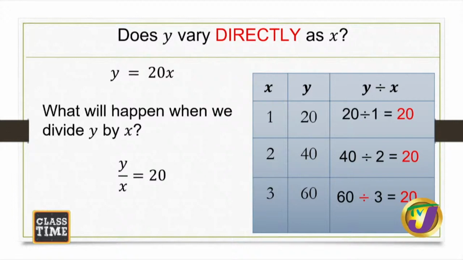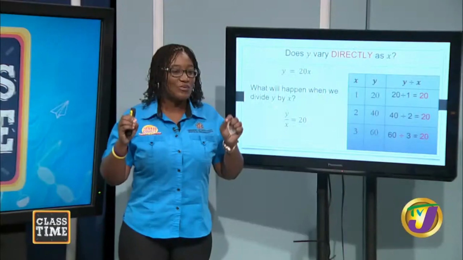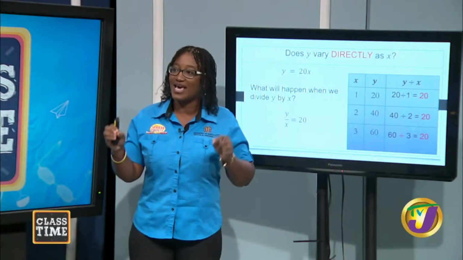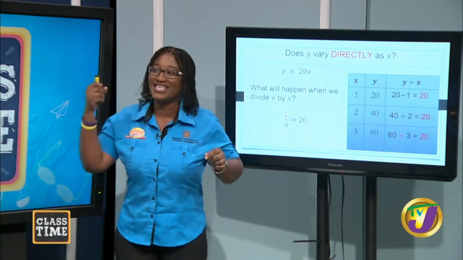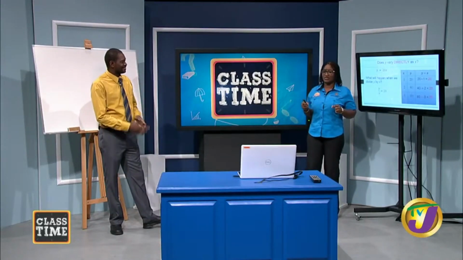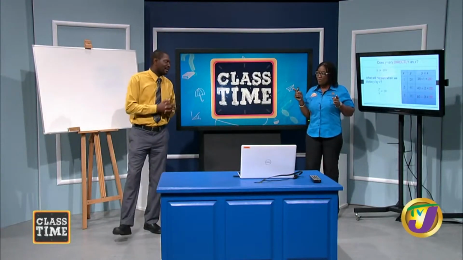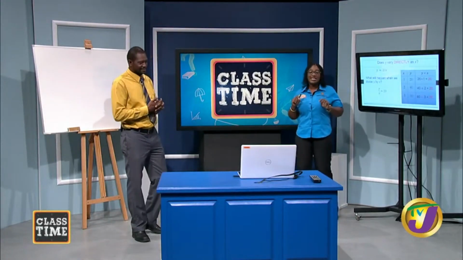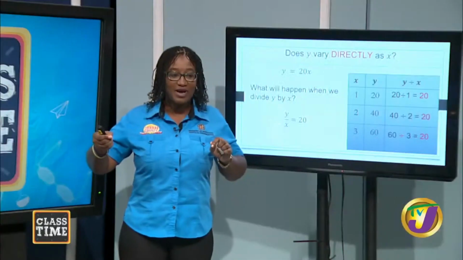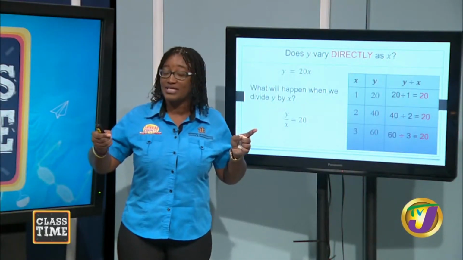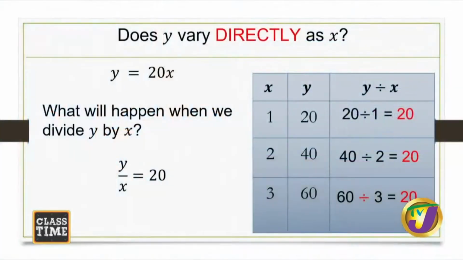So I want to stop right here and clear up a few things. The answer to the question, does y vary directly as x, is a resounding yes. And how do we know this? Because we're seeing that there's a constant there. We see that y is a constant multiple of x. Yes, that's one way of putting it. And we also see that when we divided y by x, we ended up with a constant of 20 every time.